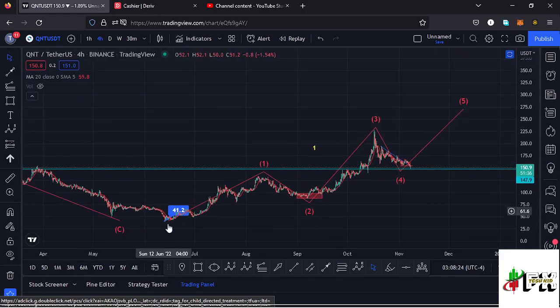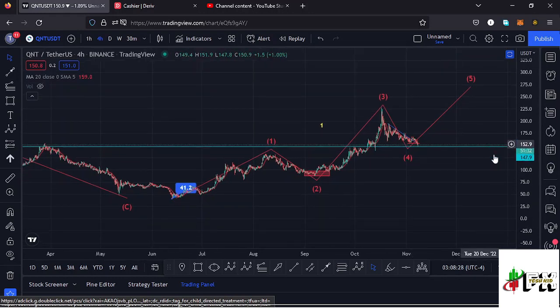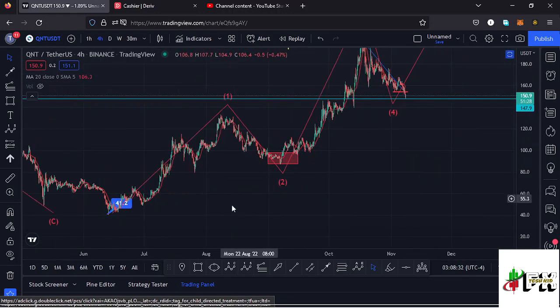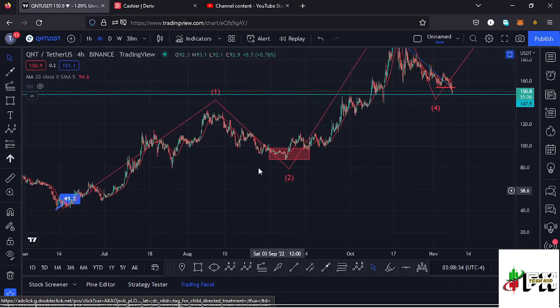After making our low down there, we saw a very nice bounce to the upper side, seeing the formation of that wave 1 to the upper side. And after making the high for that first wave, we expected a very nice retracement over here in the formation of a second wave, which we expected to retrace between the fib level 0.5 and the fib level 0.618.